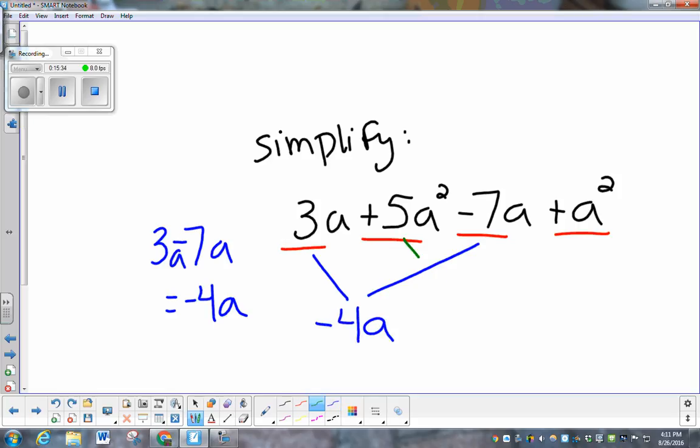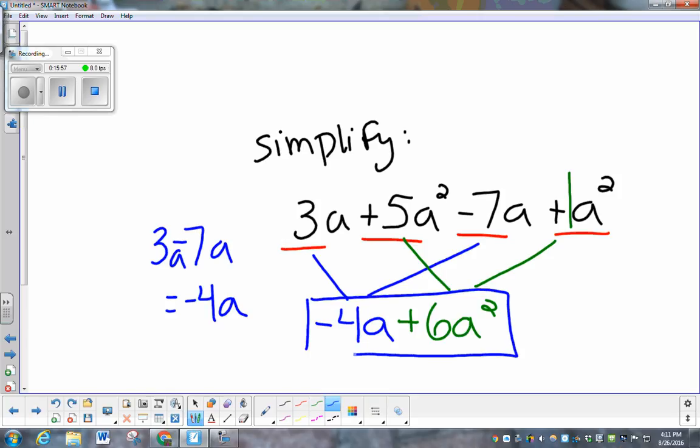And then 5a squared and a squared, which, if you don't see a coefficient, it is 1. Always remember that. If you don't see a coefficient, it's 1. So this is 1a squared. If we add 5a squareds and 1a squared, well, altogether we have 6a squared. And since they're positive, we put a plus sign in between, and that is a simplified form of our equation. Negative 4a plus 6a squared. Later on, we'll technically write that in a different order, but for now, that's okay.